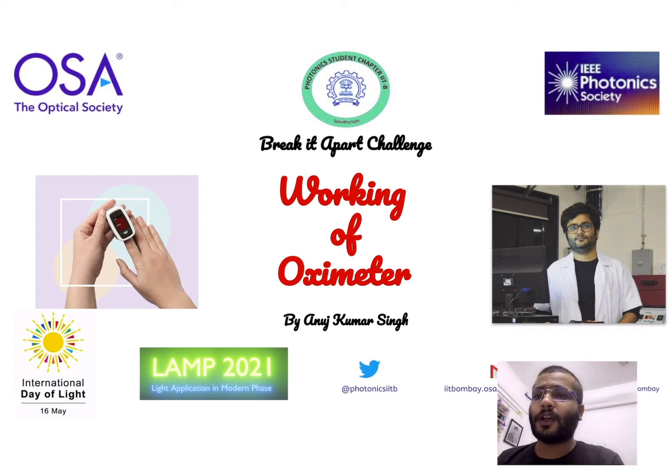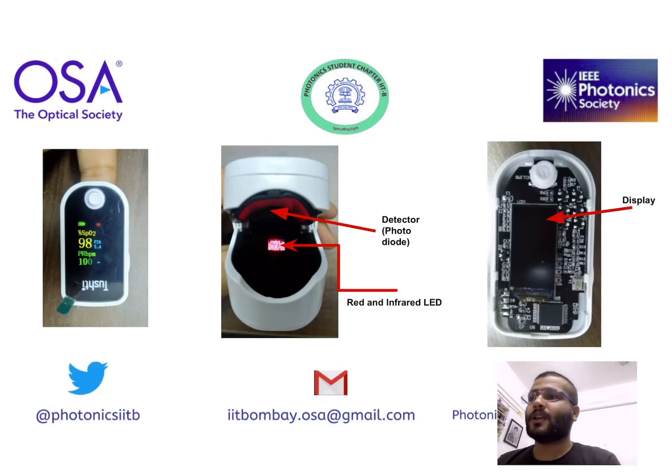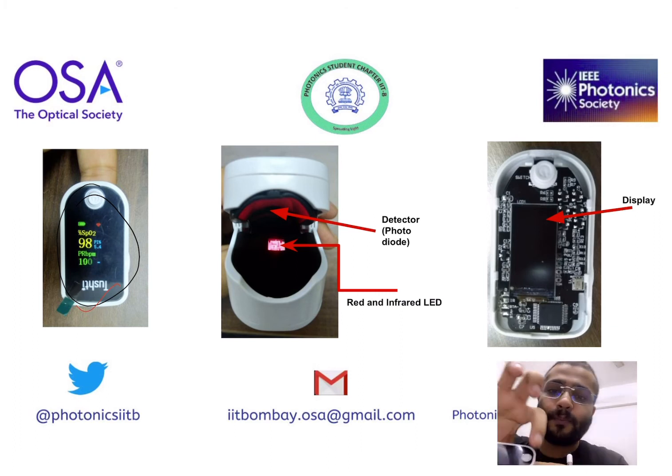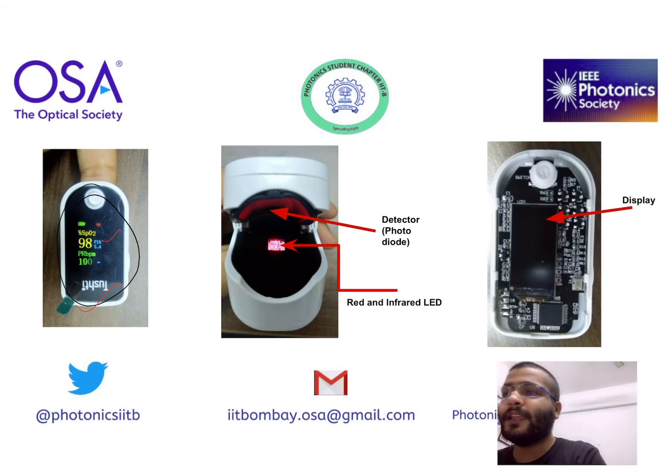Before explaining this, I want to show you some pictures of this oximeter device. So here you can see our oximeter. When you put it on your finger and press this switch, it shows something like this. This 98 is the SpO2, that means the oxygen level in our hemoglobin, and the pulse rate is 100. Okay, so this is the display.